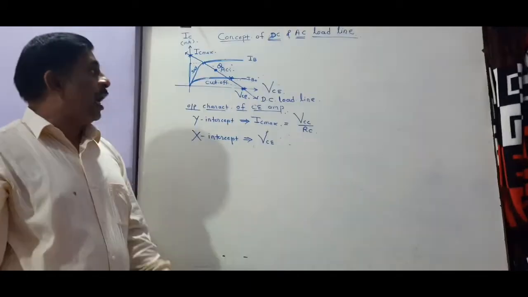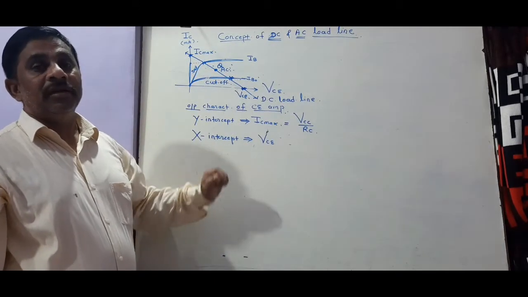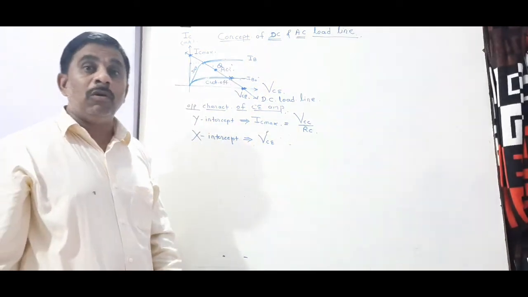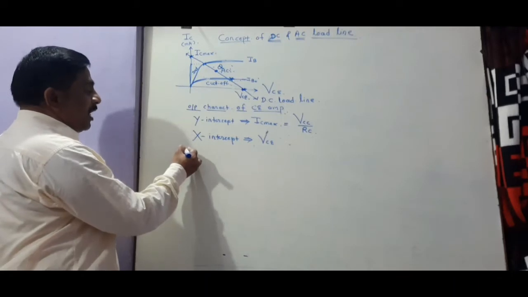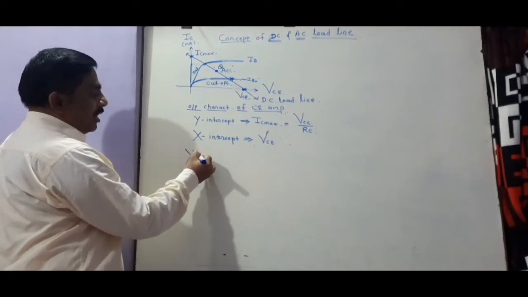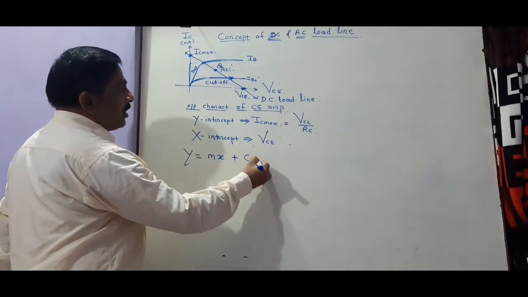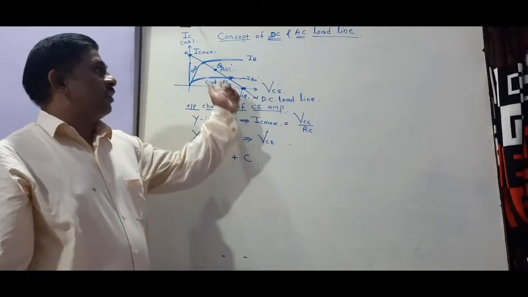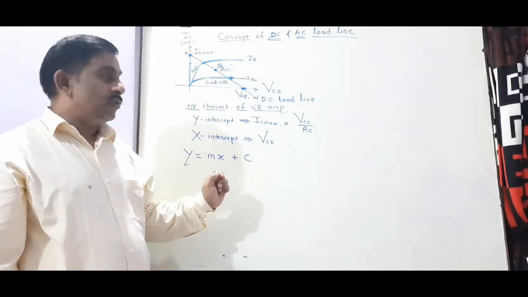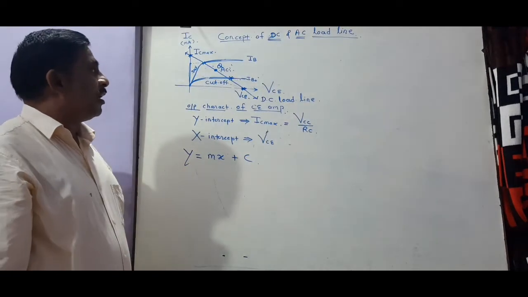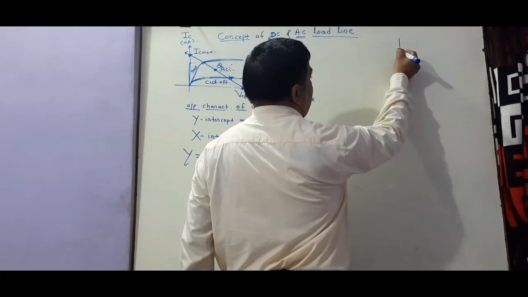Now we have to show that the DC load line is a straight line. The equation of a straight line is y equals mx plus c. If this equation is satisfied, then we can say that this is a straight line. To obtain this equation, let us consider a circuit of a common emitter amplifier.